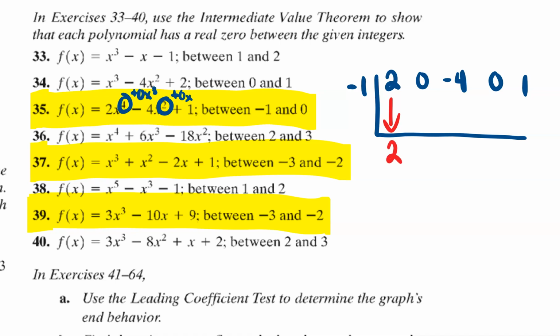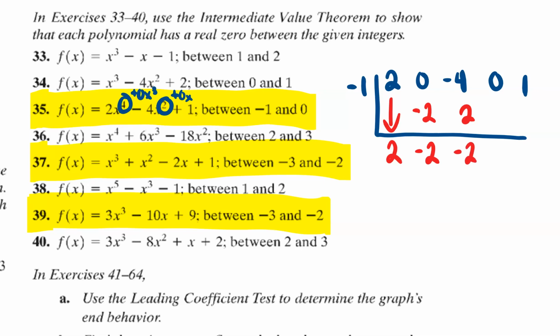And then it's always the same pattern. We multiply and then add straight down, multiply, then add straight down. So we'll multiply -1 times 2. -1 times 2 is -2. And then we add straight down. 0 plus -2 is -2. Then we multiply again. -1 times -2 is +2. Then add straight down. -4 plus 2 is -2.